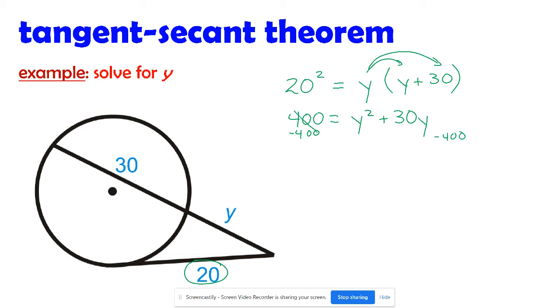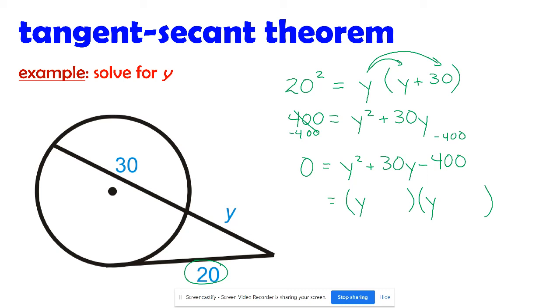When I do that, I will have 0 on the left. Everything's gone. On the right, x squared plus 30y minus 400. Now here's what we need to do. We've got to factor this into two parentheses. So we have y squared. That's going to be y times y. That's the only way we can break that down. The other thing we break down is this minus 400.